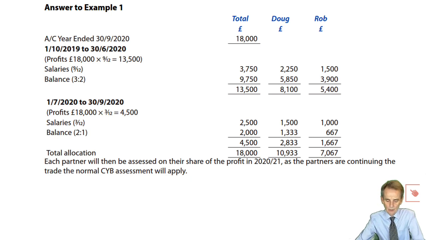Okay, well, hopefully the answer that you've produced is remarkably similar to the one that we see in front of us on the screen. Should we call it the model answer? But again, the process: we need a total column and a column for each partner that has been a partner at any point during the accounting period in question. Here that was not an issue. Doug and Rob have continued to be partners throughout the accounting period.